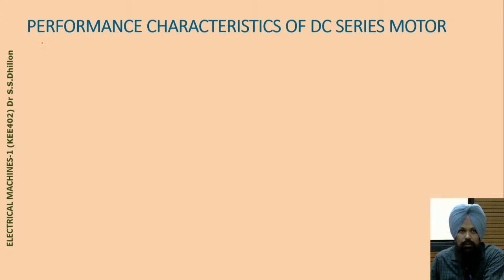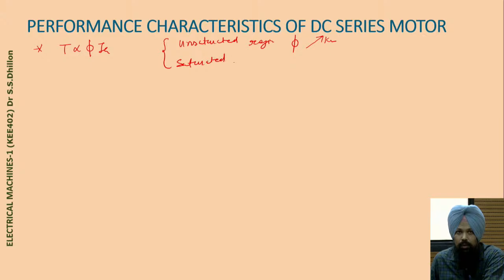Now in this case I am taking torque directly proportional to phi into Ia. Now we have two situations: the unsaturated region, where flux can be increased up to the knee level, and the saturated region, where flux is near constant. This is the constant flux, and accordingly we have two cases for the torque.